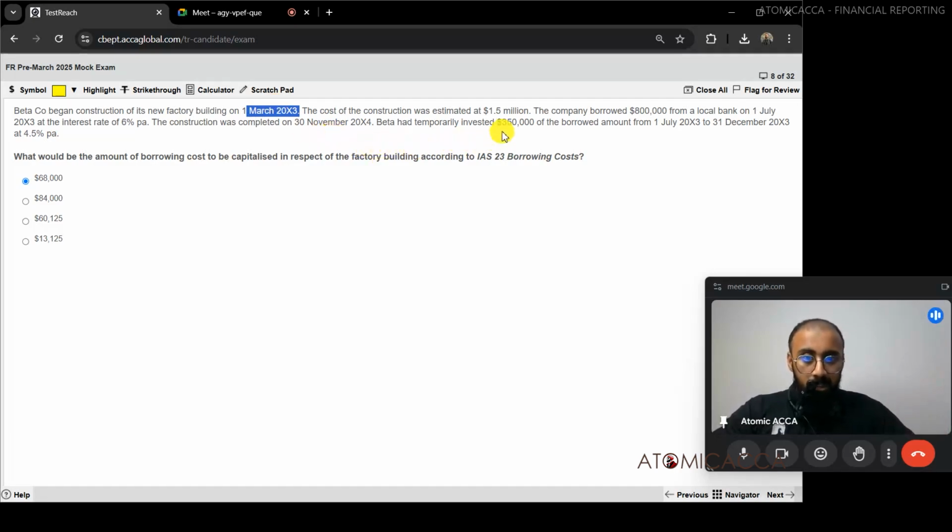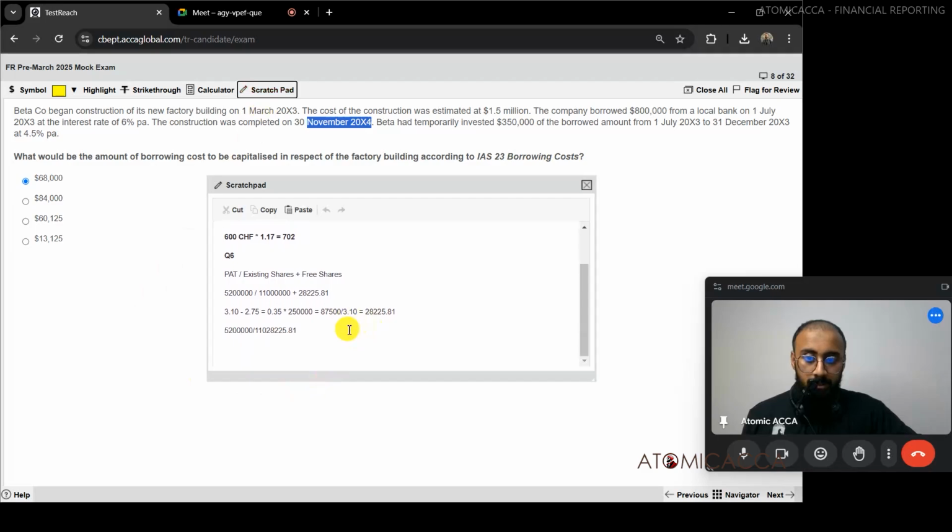Then Beta had temporarily invested 350,000 of the borrowed amount from 1st July X3, the date when you borrowed this, to 31st December X3 at 4.5%. That's July, August, September, October, November, December, only 6 months. But the loan will be there for a longer period, more than 12 months, from 1st July X3 to 30th November X4. So this is the timeline. They're asking only about the capitalized part, so you have to see only the construction phase.